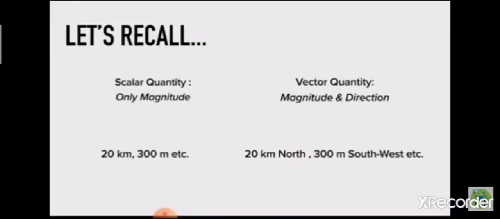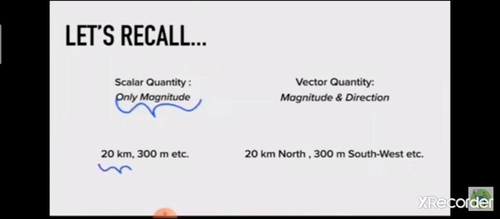So all these properties of an object which can be measured are called physical quantities. Physical quantities include mass, length, temperature, time, etc. Now we are going to recall what is a scalar quantity and what is a vector quantity. A scalar quantity has only magnitude, whereas a vector quantity has magnitude and direction.